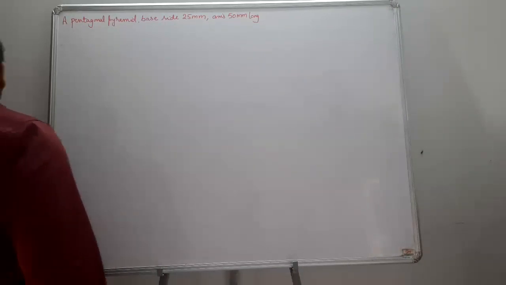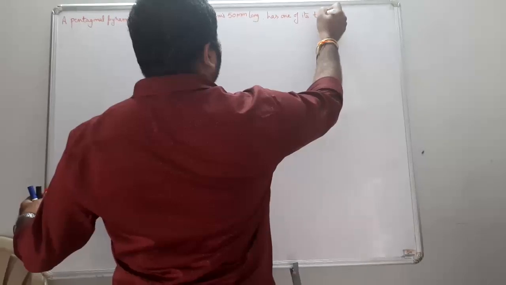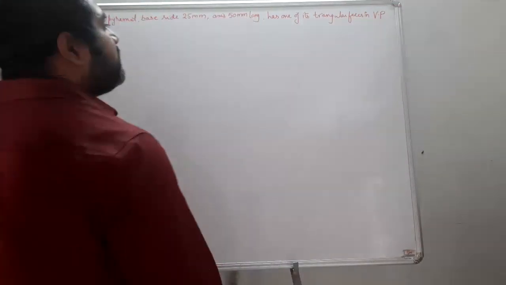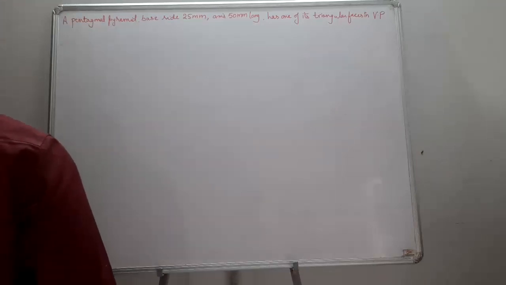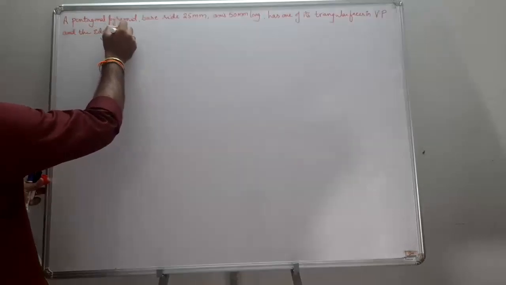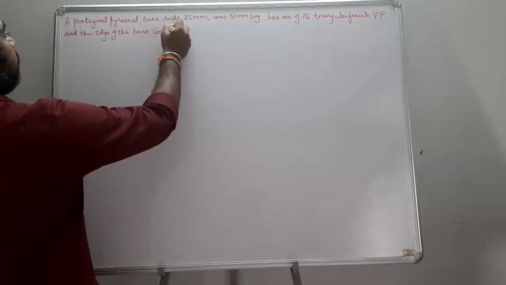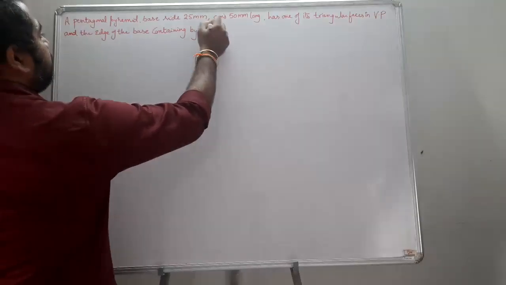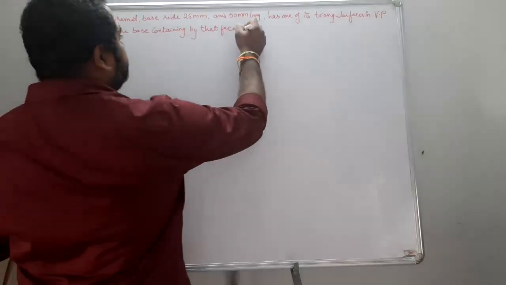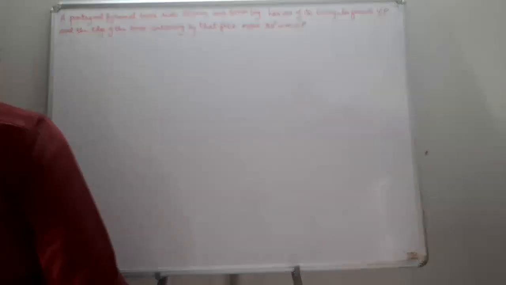has one of its triangular faces in VP. One of its triangular faces in VP, and the edge of the base contained by that face makes an angle of 30 degrees with the HP. Draw its projections.